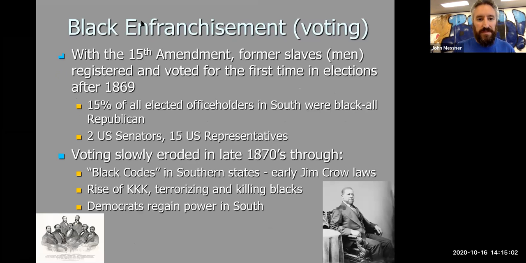But probably the biggest thing to highlight is what's called Black enfranchisement, in which Blacks, or Black men specifically, are allowed to vote through the 15th Amendment. So, Black men are able to vote for the first time in nationwide elections in 1869 with the passage of the 15th Amendment. And what's cool is that 15% of all elected office holders in the South, whether it's local elections, state elections, or national elections, were filled by African Americans, by former slaves.